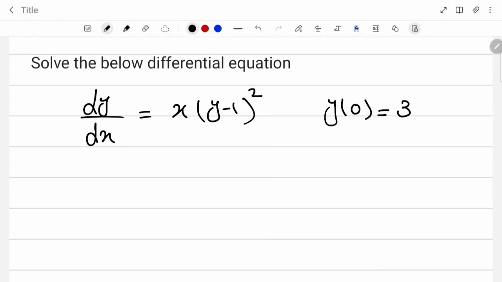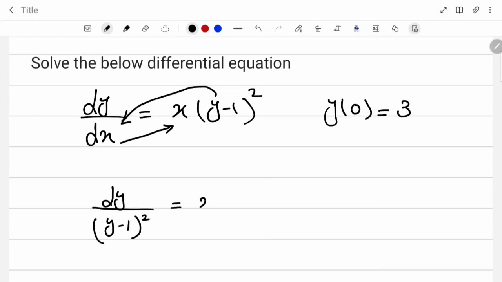Okay, can we bring dx there and this term down to there? So can I write dy over (y minus 1) squared equals x dx? And remember, the one which I have right there is termed the initial condition, or sometimes we call it the requirement to find out the value of c.